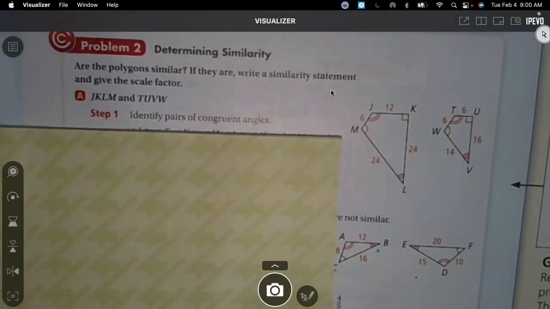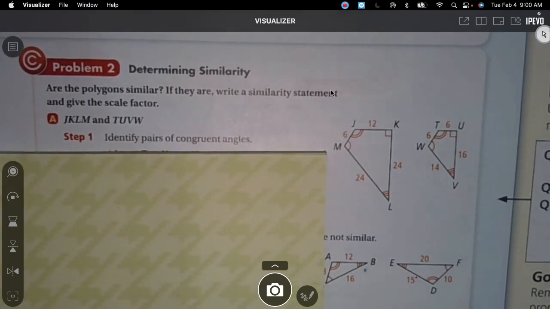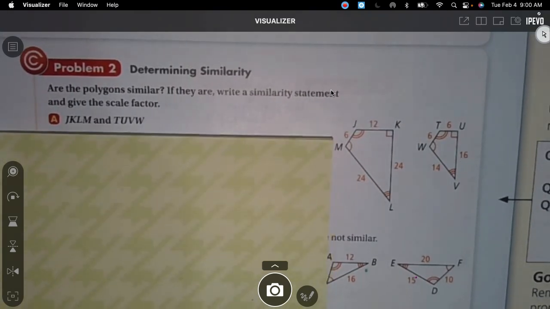Okay, it says, are the polygons similar? If they are, write a similarity statement. So, let's first of all check all the angles. And then we'll have to write a similarity statement. Let's check all the angles. This one checks out. That one is 90. That one has 3 marks. That one has 1. First step is checking that all the angles match a congruent angle. Do we get that? So I think they're going to be similar.